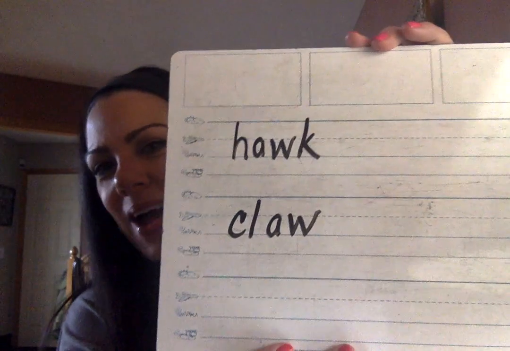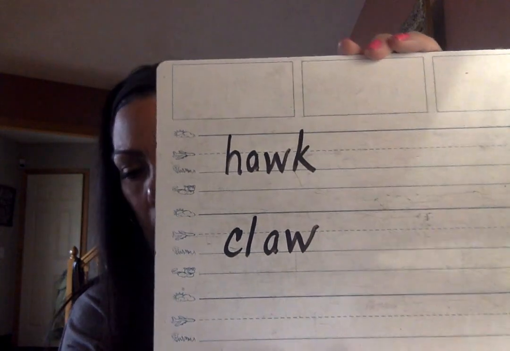Okay, we're going to do 2 more words. The first word is hawk. Can you write that? And the second word is claw. Both of these have AWs, and we have hawk and claw.